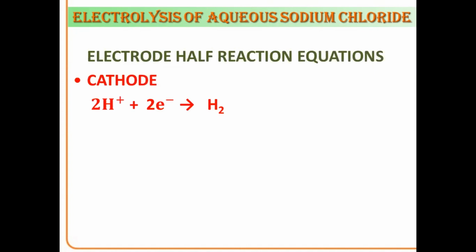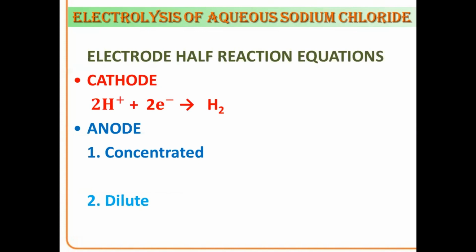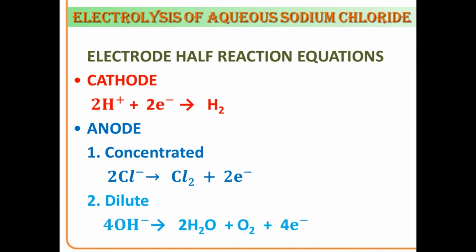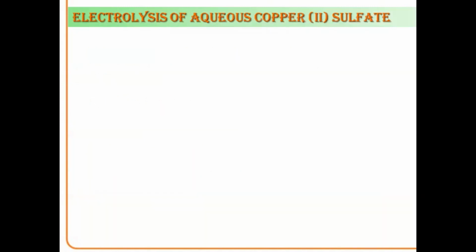At the cathode, this is now becoming a very popular reaction. The hydrogen ions receive 2 electrons and form hydrogen. And at the anode, the 2 scenarios that we've discussed before: number 1, the chloride ions form chlorine, and 2 electrons are lost, or we have the hydroxide ions giving us water and oxygen. Now let's go on to another example.